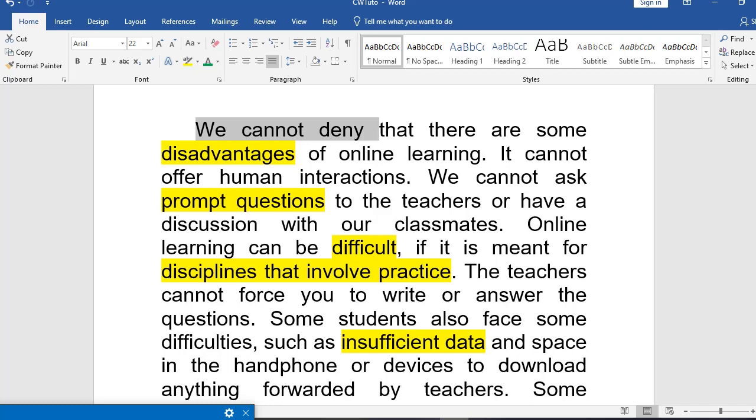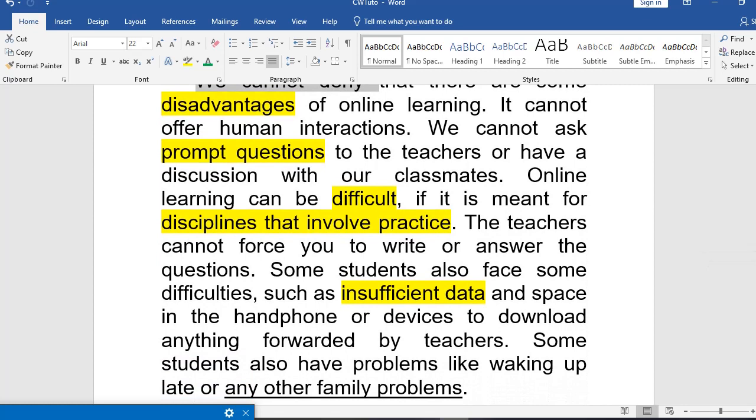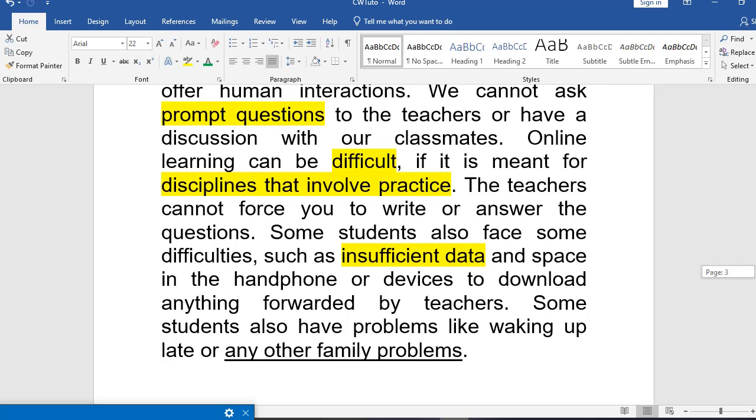And it is true, there are disadvantages of online learning. The first one is that it cannot offer human interaction. We cannot ask prompt questions. Okay, prompt questions, tu maksudnya kamu nak tanya jap-jap tu juga. So that is the meaning of prompt questions, to the teachers, or have a discussion with our classmates. Online learning can be difficult. Students face some difficulties such as insufficient data, insufficient space in the handphone or devices, and other family problems.